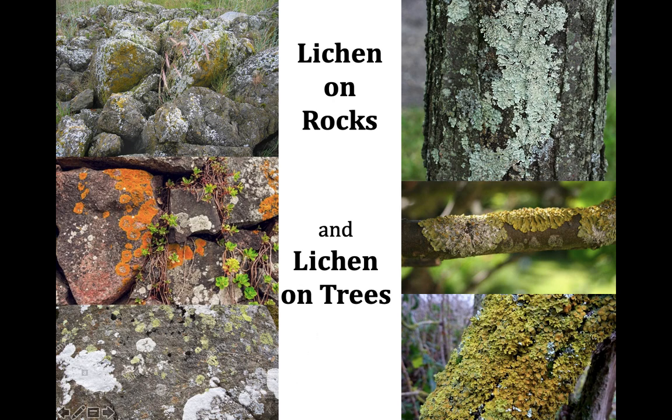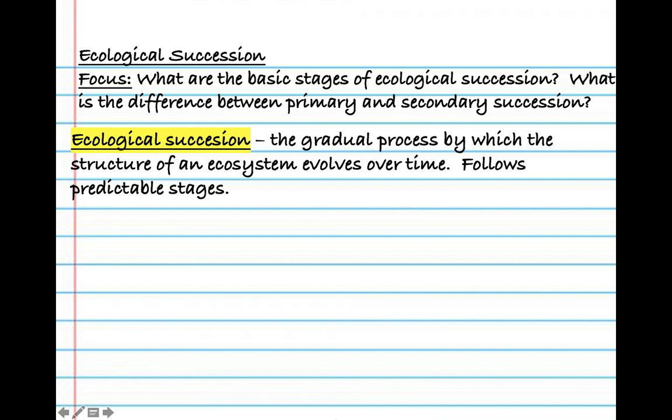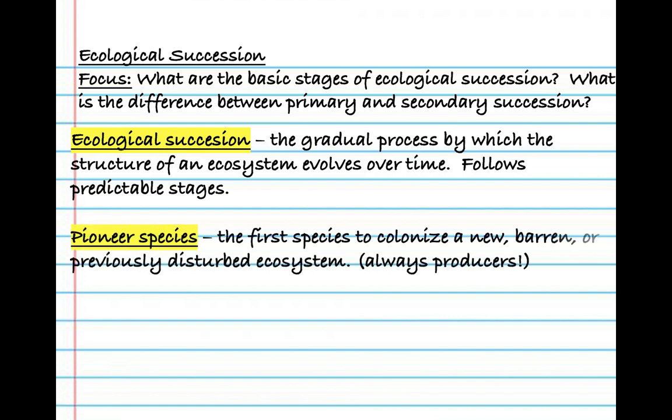Okay, so let's add pioneer species. We said lichen is an example of one pioneer species. It's the first species to colonize a new or barren or previously disturbed ecosystem. Many different species can be pioneer species. In secondary succession, it doesn't have to be lichen because there's already soil, but the one thing they have in common is they're always going to be producers. Remember, it makes sense. Producers are the base of our food chain.